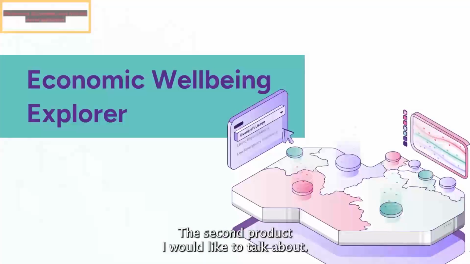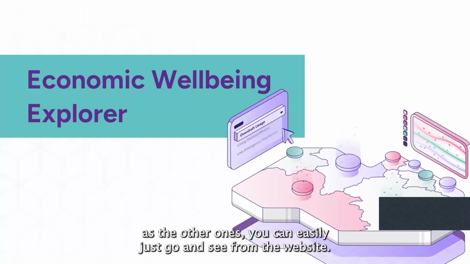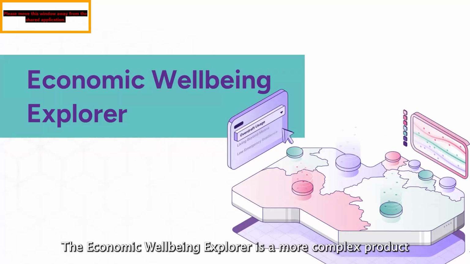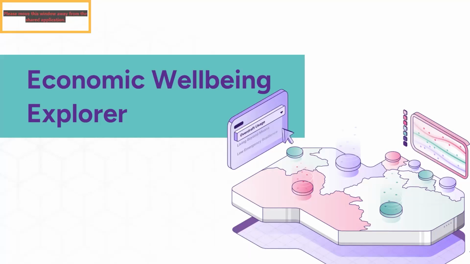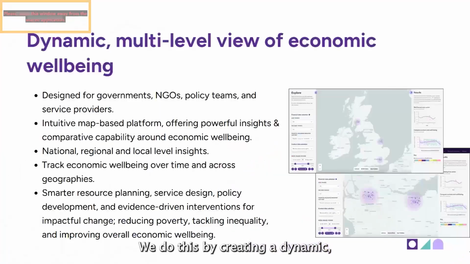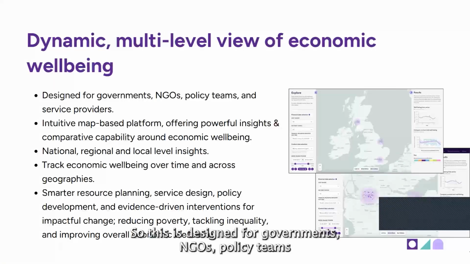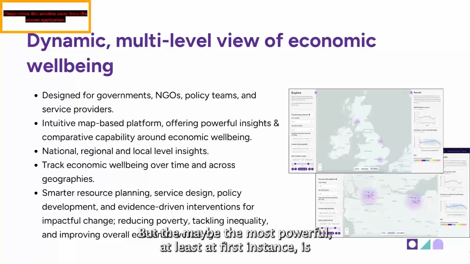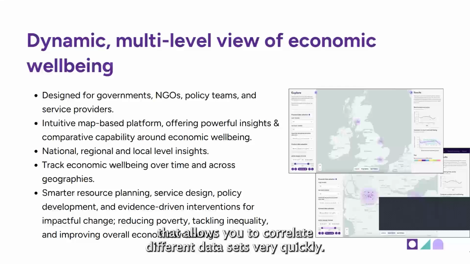The second product I would like to talk about, and this one I'll talk a little bit more in depth, as the other ones you can easily just go and see from the website, and it should be pretty self-explanatory. The Economic Wellbeing Explorer is a more complex product that allows for a deeper understanding and evaluation of data. We do this by creating a dynamic multi-level view of different economic well-being indicators. So this is designed for governments, NGOs, policy teams, and service providers. It has different ways of consuming the data, but maybe the most powerful, at least at first instance, is the intuitive map-based platform that allows you to correlate different data sets very quickly.